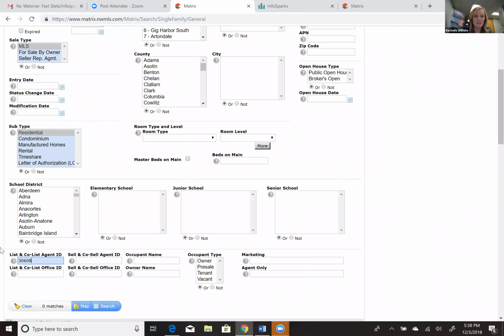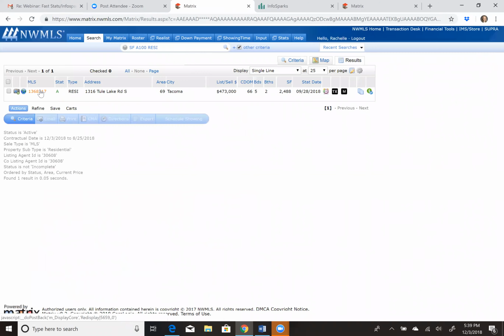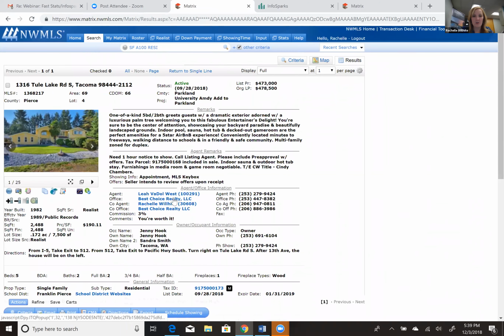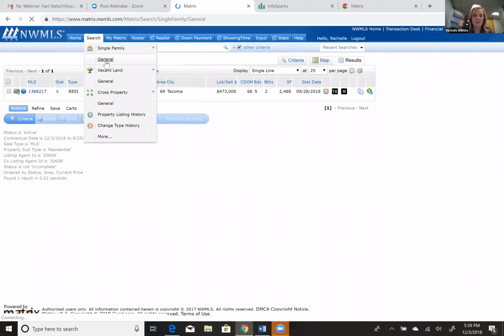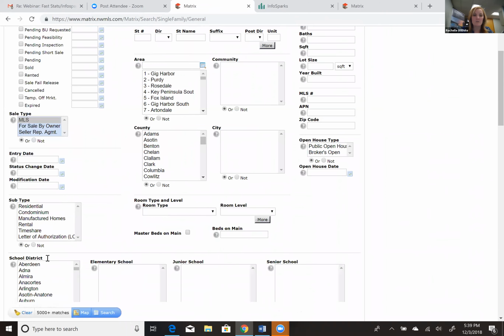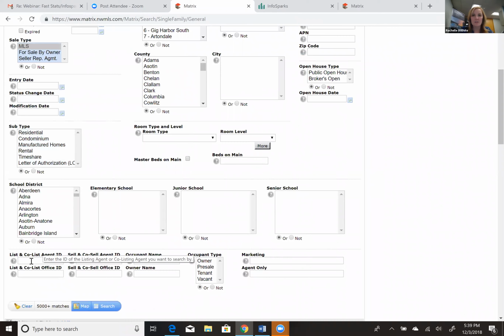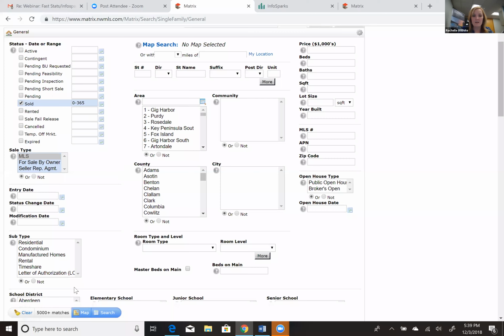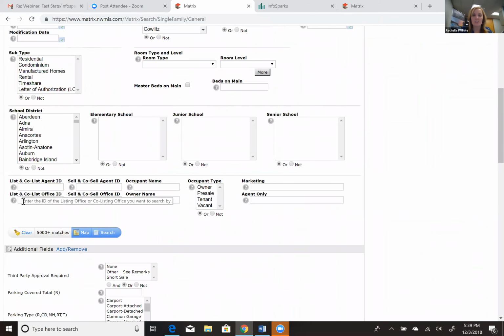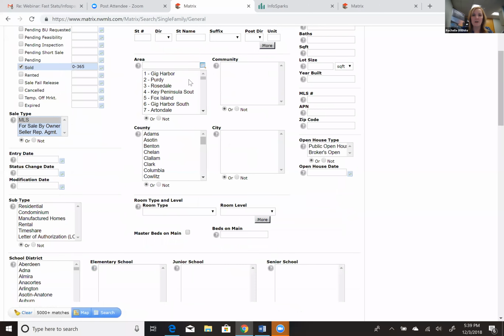If I have any listings, see I have one listing right now. There's the one on Tula Lake Road where I am currently a co-lister with Leah. So that would come up. So you can search that way too by the lag numbers. If you know the lag number of the person you are negotiating with, or maybe you're up against another person for the listing, or you know that they've sold a listing recently, you can do a search with their lag number by just putting in the last 365 days. I can verify whether they did do a sale in that neighborhood. And you can drill down using Matrix.